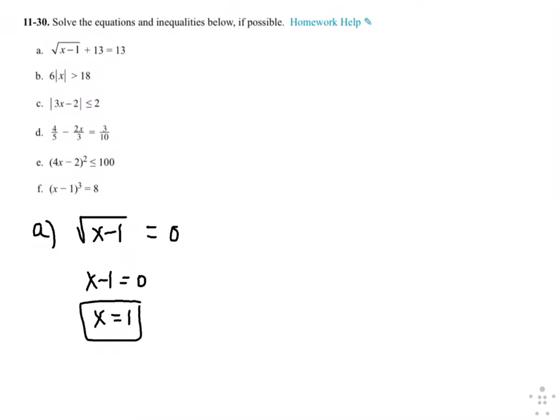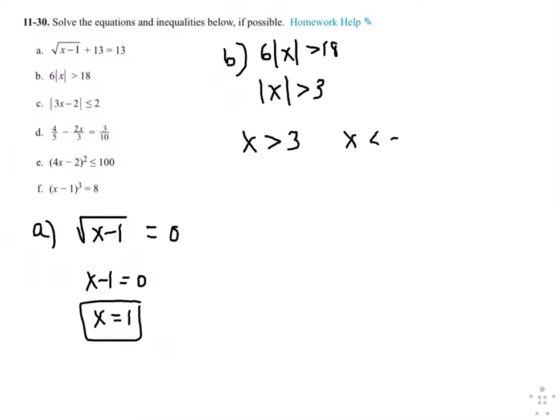Okay, for B, we have 6 times the absolute value of x is greater than 18. Divide both sides by 6, so the absolute value of x is greater than 3. For this one, we're going to split it into 2. So x is greater than 3, x is less than negative 3. And it was greater, so it's an or. And there's our answer.